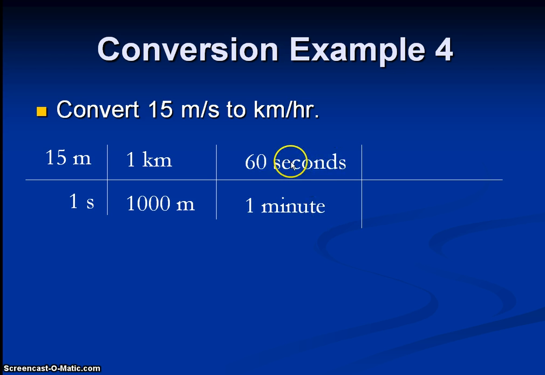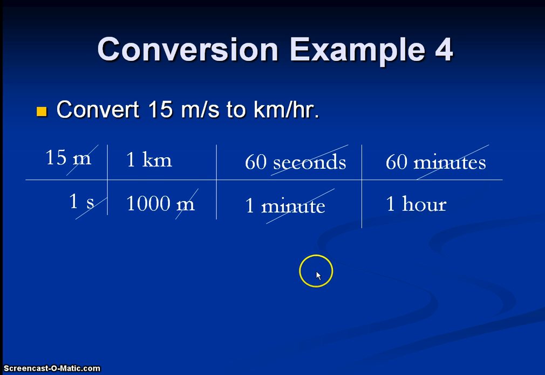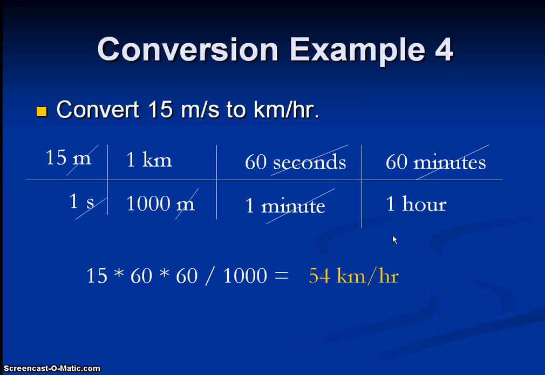So notice that now I have seconds on the top and seconds on the bottom over here, so those will cancel, and we're left with minutes on the bottom. But we want to have hours, so we need to do it again. So pull the minutes up to the top, put your hours on the bottom, and then plug in your numbers. And then meters cancels meters, seconds cancels seconds, and minutes cancels minutes. And notice that the 2 units we're left with are km on the top and hours on the bottom, which is what we wanted in this fraction. So you just have to do your math. So 15 times 60 divided by 1,000.